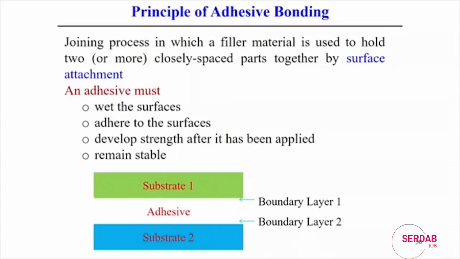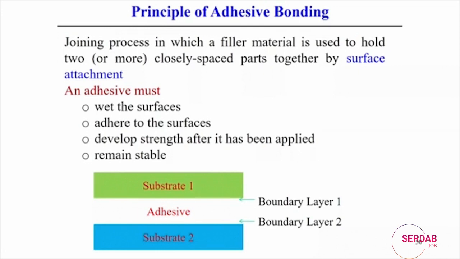So, what is the principle of adhesive bonding? In adhesive bonding, it is a joining process in which a filler material is used to hold two or more components, closely spaced parts, together simply by surface attachment. So, in principle this is different from the fusion welding process or the soldering or brazing process.